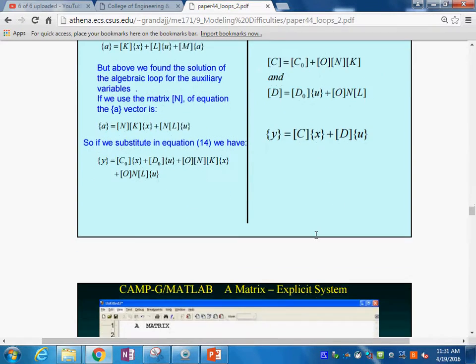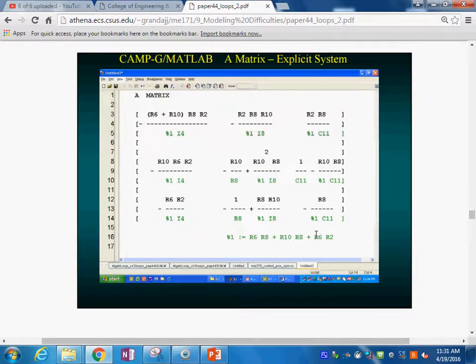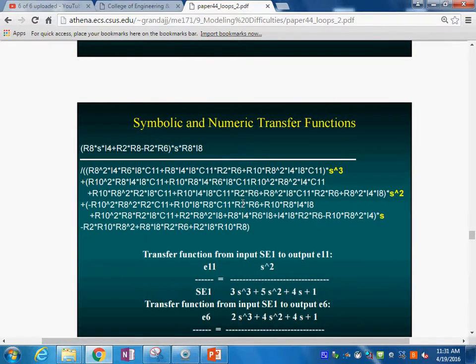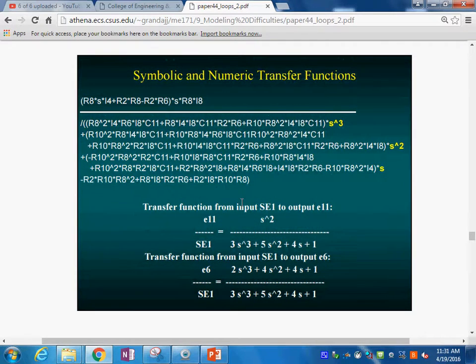I did an example of this to obtain those matrices using the CAMG software, because CAMG will let you proceed with algebraic loops, although it gives you a warning. But then you have to do those matrix manipulations to be able to get it in this form, the state space. And the symbolic manipulations can be quite large.